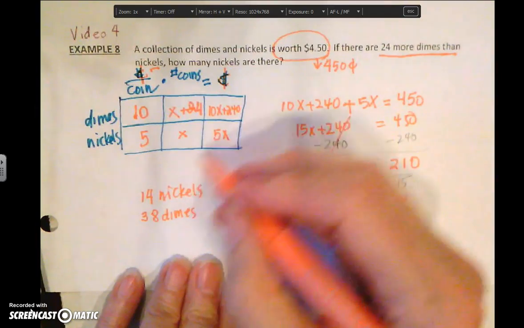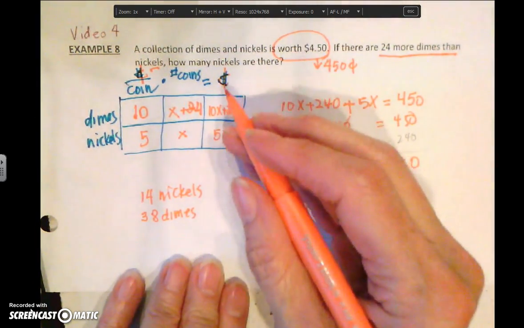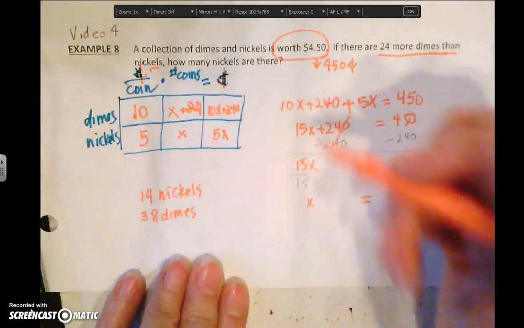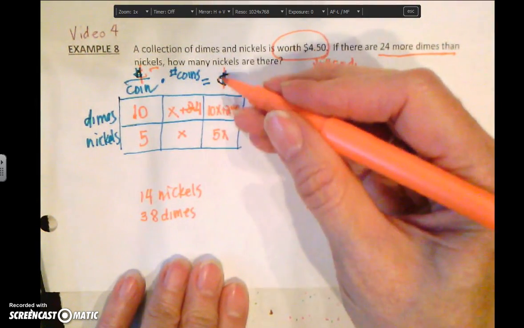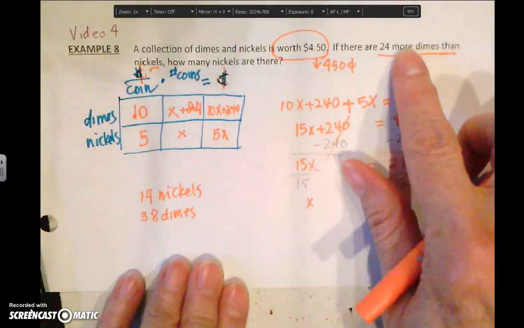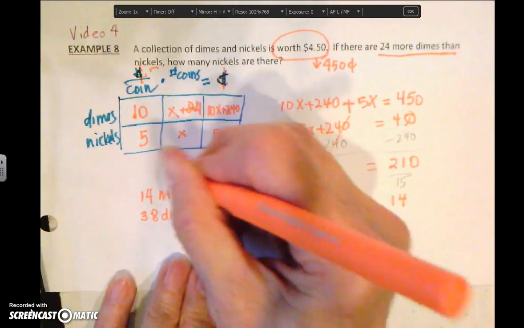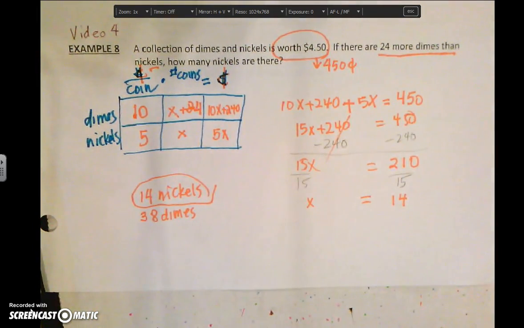I could put the 14 in here and multiply, and I'd have 70 cents in nickels, and I could figure out how many cents I had in dimes as well by plugging 14 into this. It's going to give me the number of cents. Let's see what the question asked. The question asked how many nickels are there. So this then is the answer to our question.